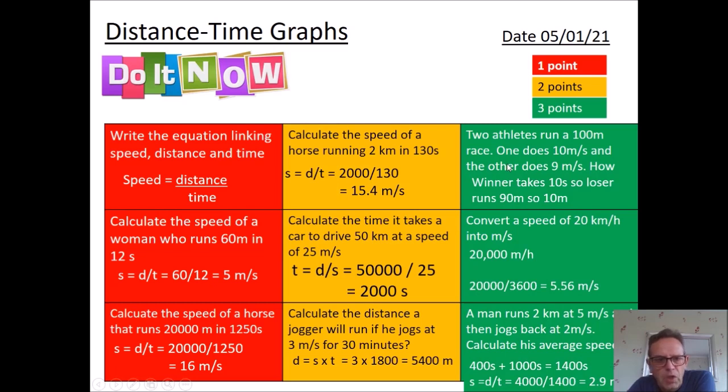Okay, so I hope you could do the red ones. The amber ones, quite tricky. There's some really hard green ones there. If you've done any of those, you've done a really good job.